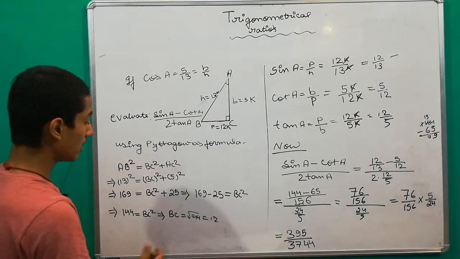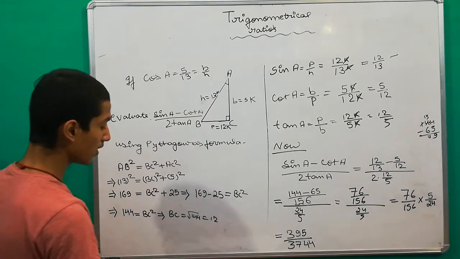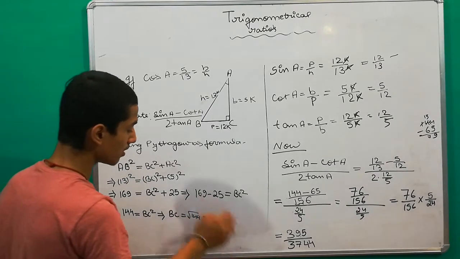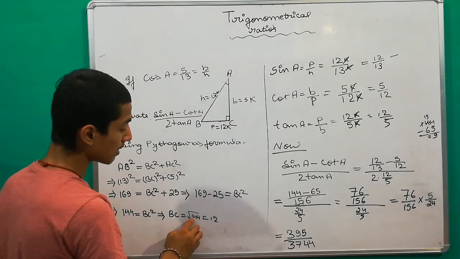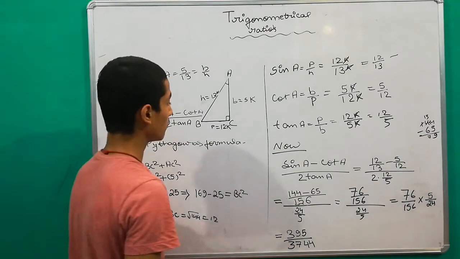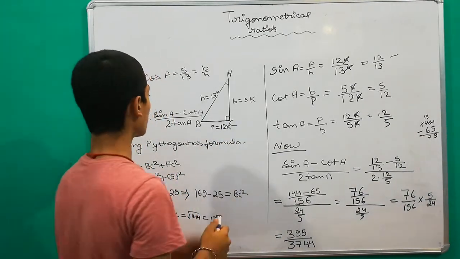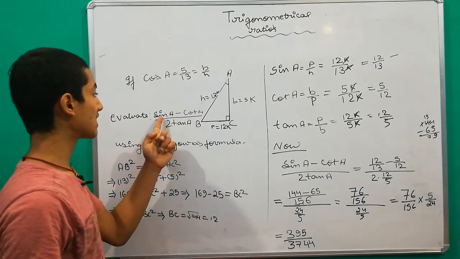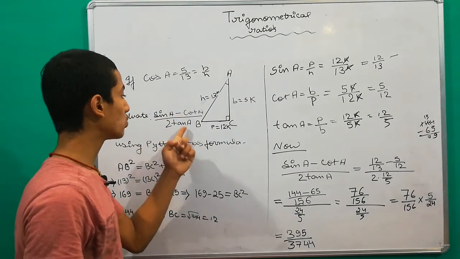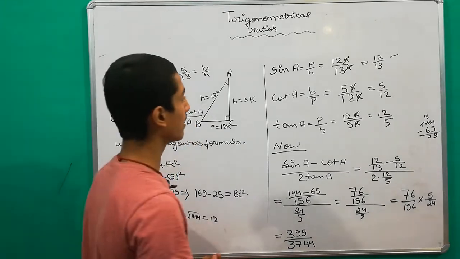Then BC equals root under 144. The square will be removed from BC and the root will come on the other side. So root 144 equals 12. So we will put BC equals 12k. Now friend, we have to evaluate (sin A minus cot A) by 2 tan A. So we will find sin A, cot A and tan A, then our work will be completed.